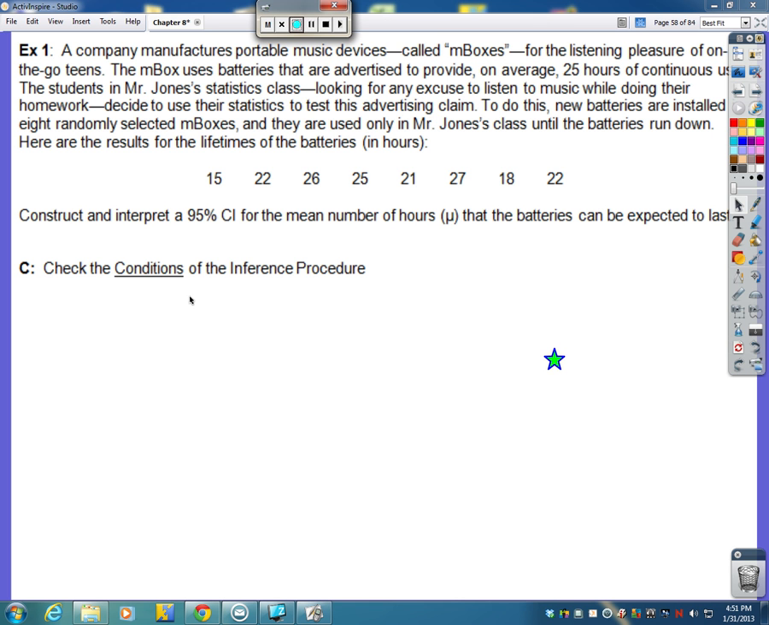So first, our conditions. Condition number 1: do we have a random sample? Up here it does say that they were randomly selected. So I'll just say random? Says so. Check.